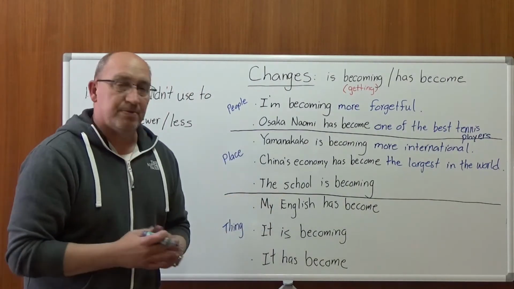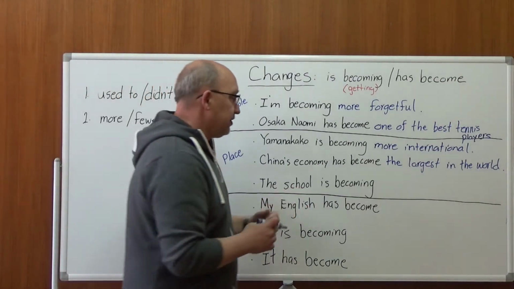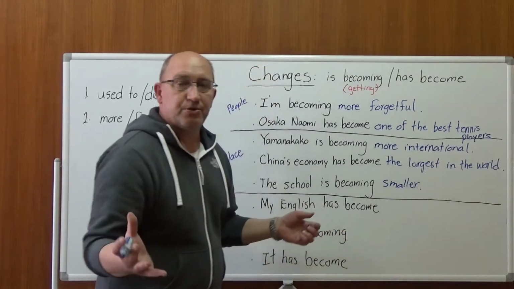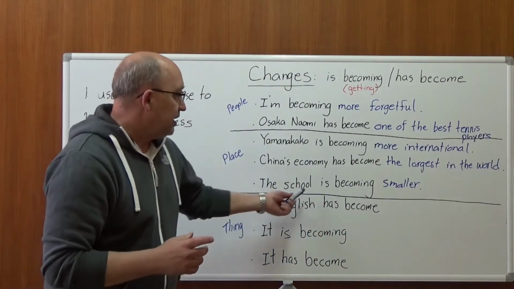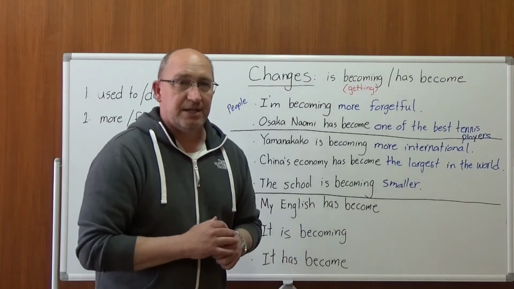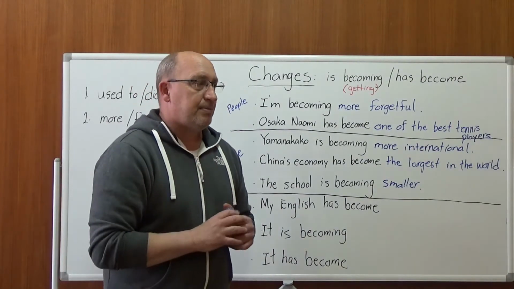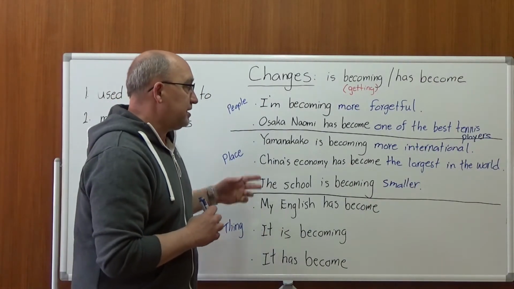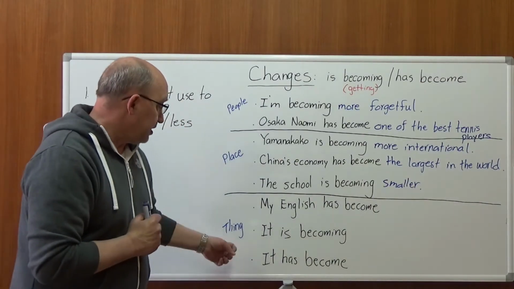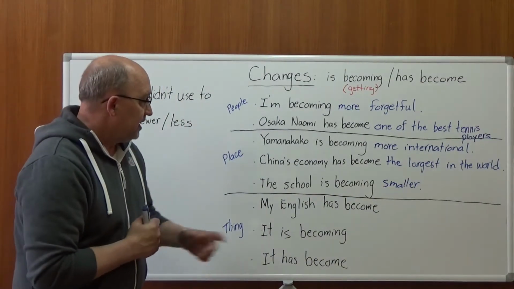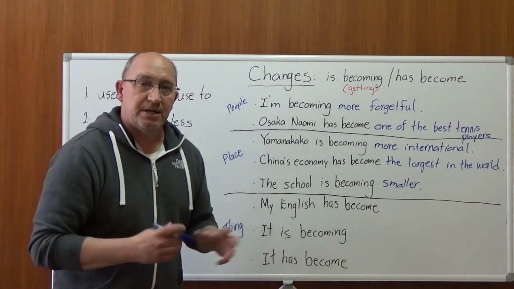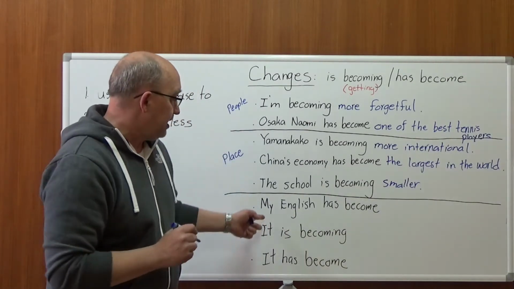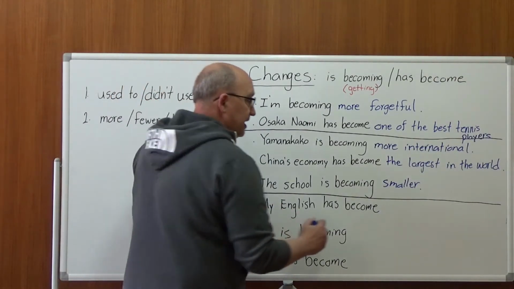Or something very simple, maybe we're talking about the school. For example, the school is becoming smaller. Of course, the school building is not becoming smaller, but maybe the number of students is becoming smaller. So we can talk about places. We can also talk about things. For example, maybe about your English. Maybe recently you have not had a chance to use your English, so maybe my English has become rusty.